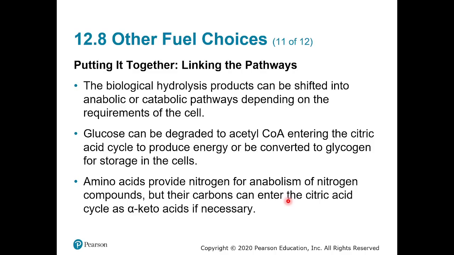The glucose can be degraded into acetyl-CoA, which can enter the citric acid cycle. This would produce energy or can be converted to glycogen for storage in your cells. Your amino acids provide nitrogen for anabolism of nitrogen compounds. Their carbons can enter the citric acid cycle as alpha keto acids if necessary.